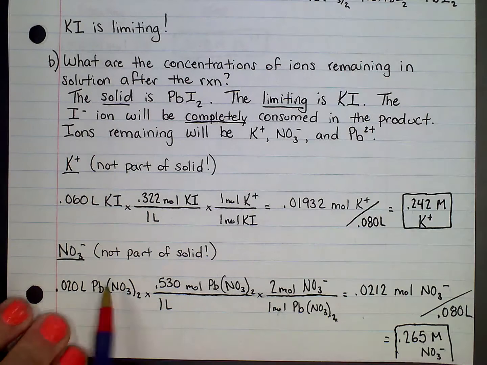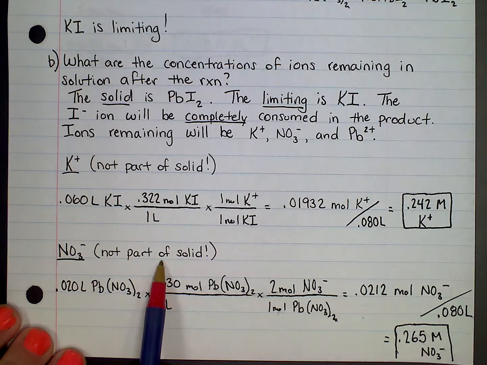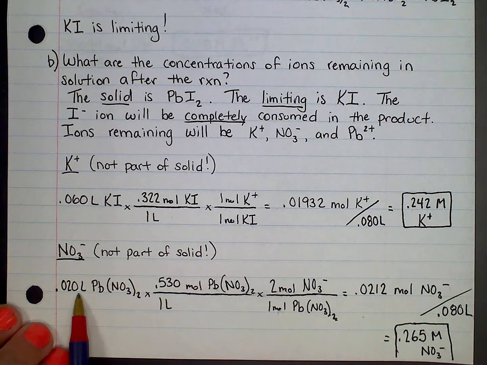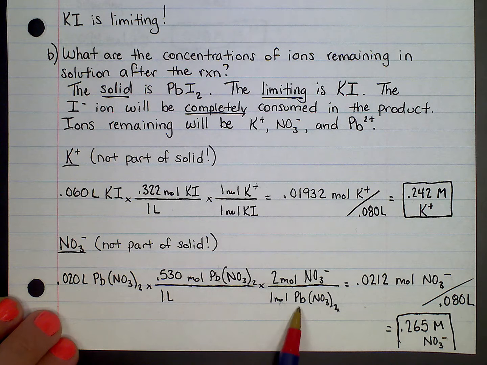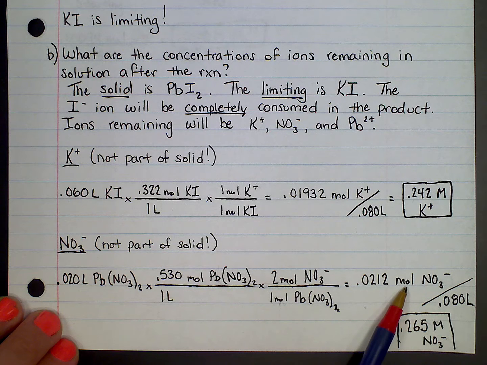I can do the nitrate as well. This is also not part of the solid. I start with the volume of the solution that contains the nitrate ion, multiply by its molarity, and then for every 1 mole I have of that lead nitrate, I have 2 moles of nitrate. Okay, that's because of that little subscript right there. That's what that means. So it's a 2-to-1 ratio of nitrate inside this formula. So this then tells me how many moles of nitrate I'm working with.